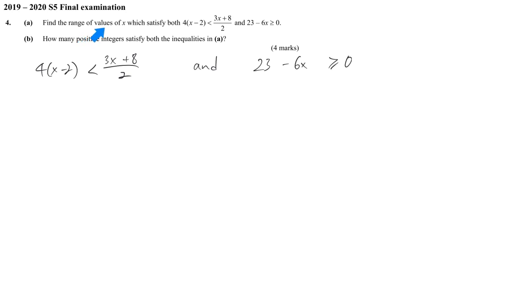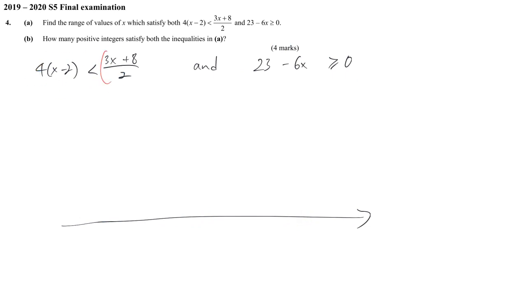Part A, we are going to find the range of values of x which satisfy both equations, which means among a number line. Because of this limitation, we can't choose the whole number line, but only part of this number line will fulfill the requirement. We are going to handle them one by one.